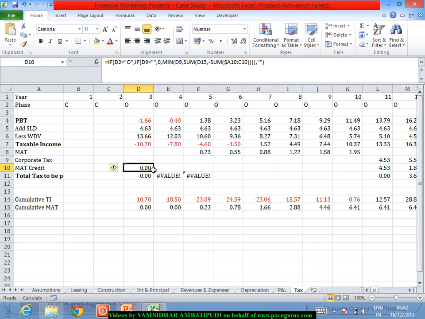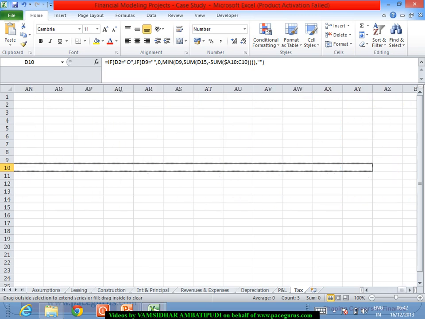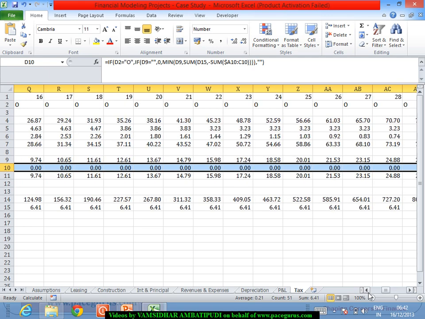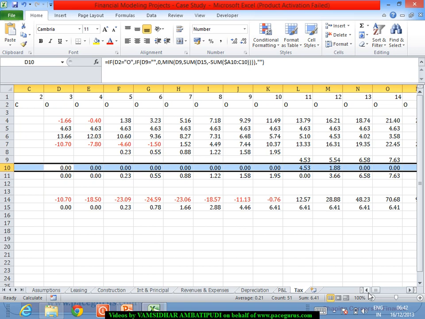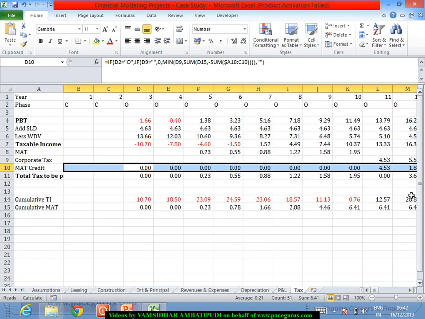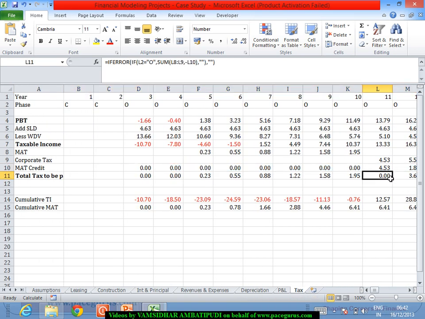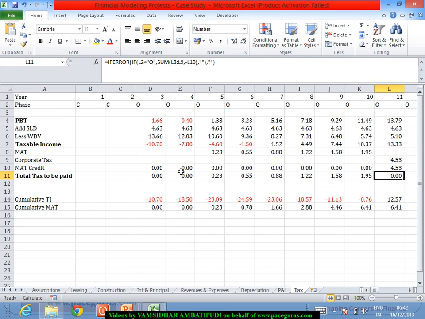So probably in this case, instead of putting D9, because for the negative, I think it's not working out. What you could very well do is, instead of putting it as a blank, put it with a 0. Then this will work out very well for me. So at least for the initial few years, the MAT is coming up, and whatever MAT credit is coming up here, we are adjusting for that MAT credit. So this is what is going as the total taxes to be paid in each of the years.